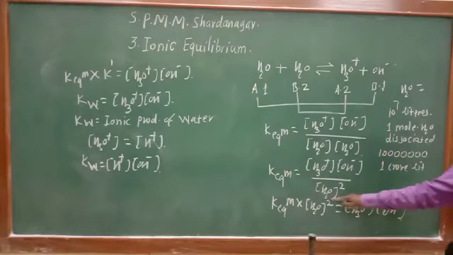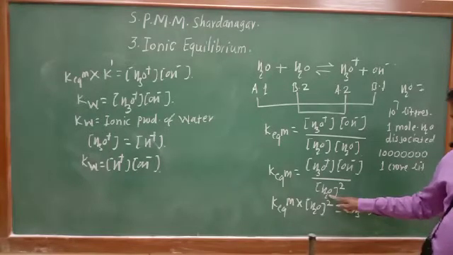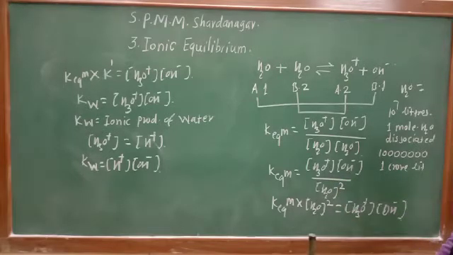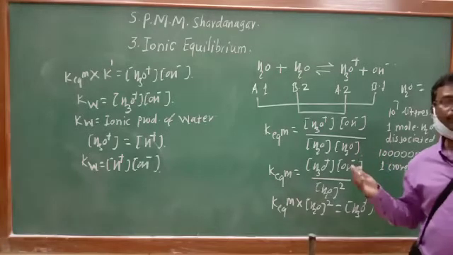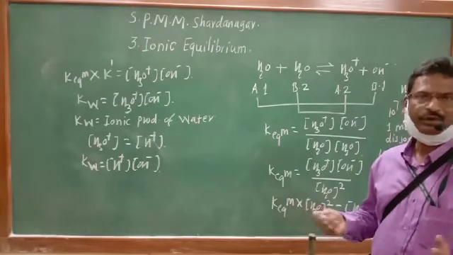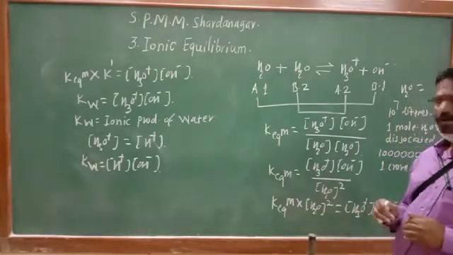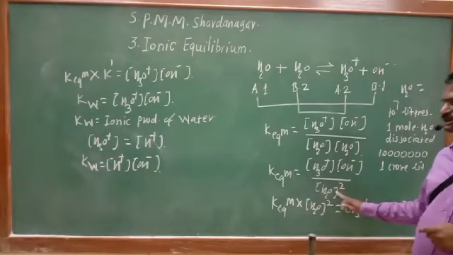Therefore, practically this concentration remains constant. There is no change in the concentration of the water. Almost it is constant. Because out of 1 crore liters, just 1 test tube of water is dissociated. No matter. There is no change practically taking place in the concentration of water. So this is constant.